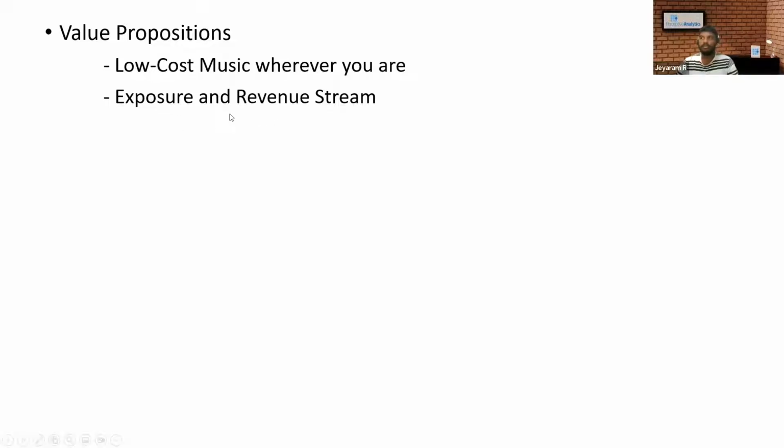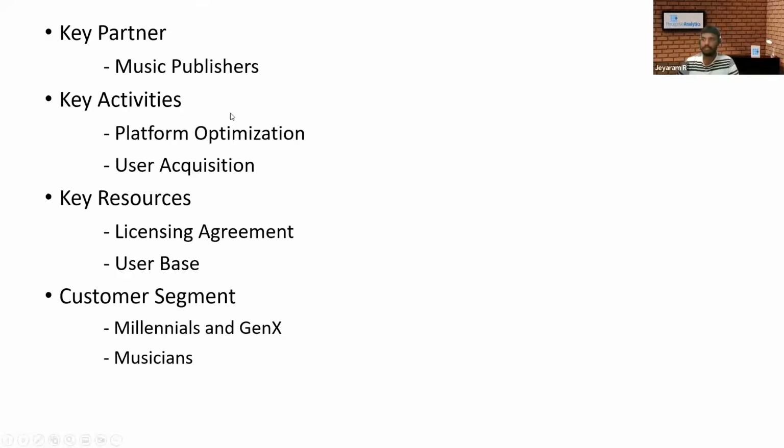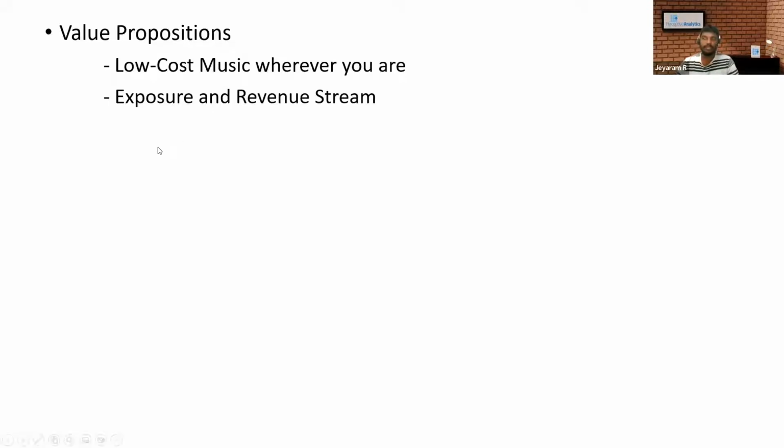This is something I was not aware of before. And exposure and revenue stream: as we saw in the customer segment, we have millennials and musicians. This is basically for the contributors, the artists, because they get to know whether a song is a hit or not. They can compare with their competitors, where they stand in terms of the number of people listening. They also get revenue streams, paid according to the number of times it's listened to. So this is the value proposition for both listeners and contributors.